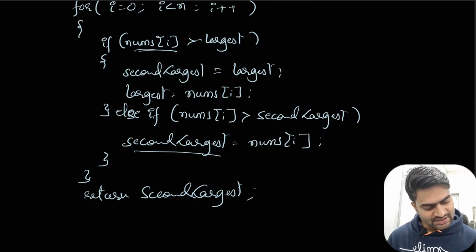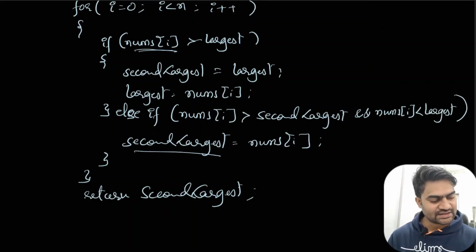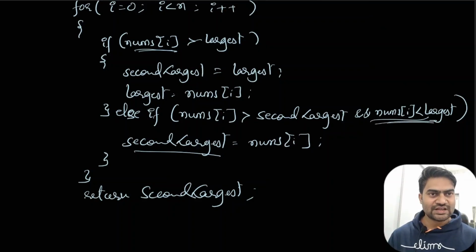Okay, so here we can add one more condition, and nums of I less than largest. It should be less than largest. That way we can omit the equal case. I mean, if the nums of I is equivalent to largest, then we can omit that case. It will only check if the number is less than largest, and also if the number is greater than second largest, then it will update the second largest.